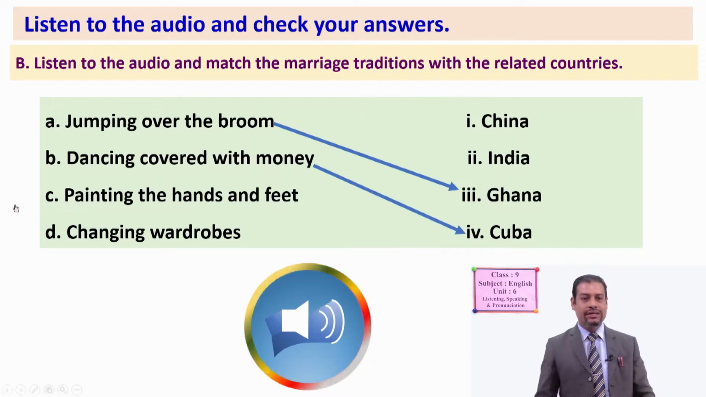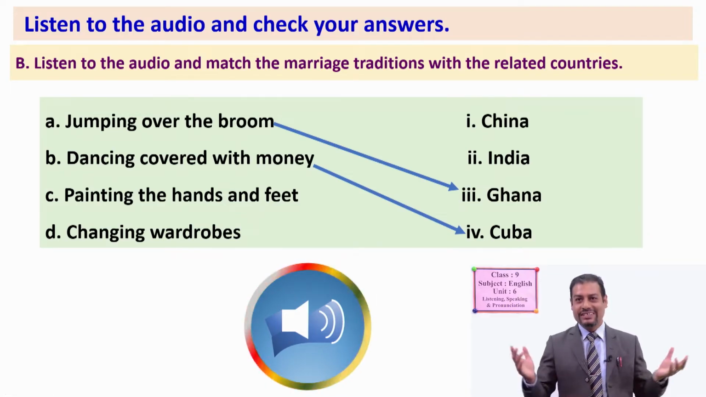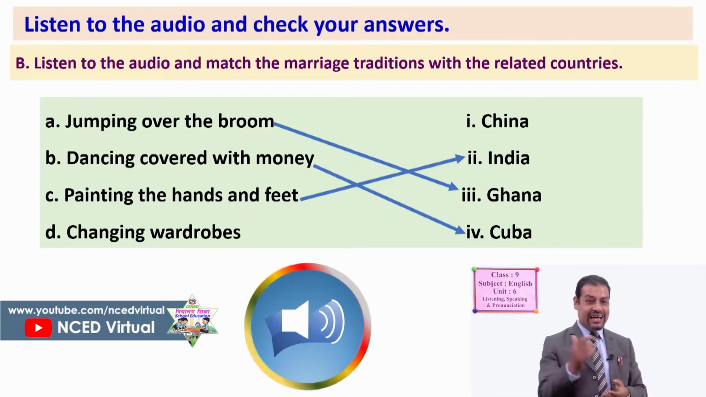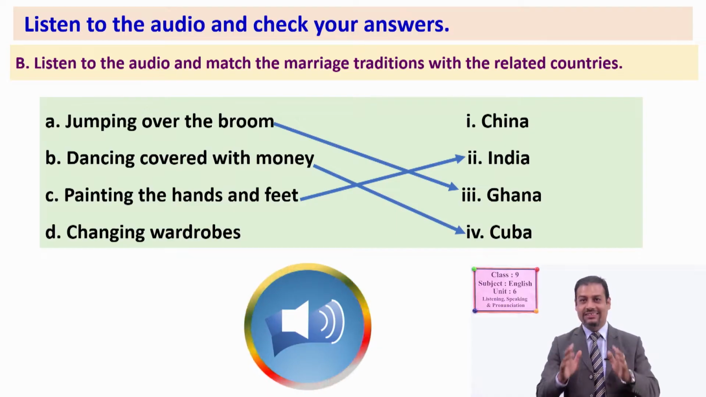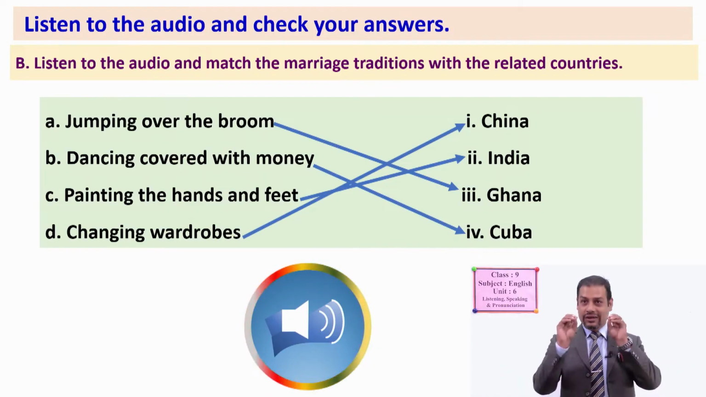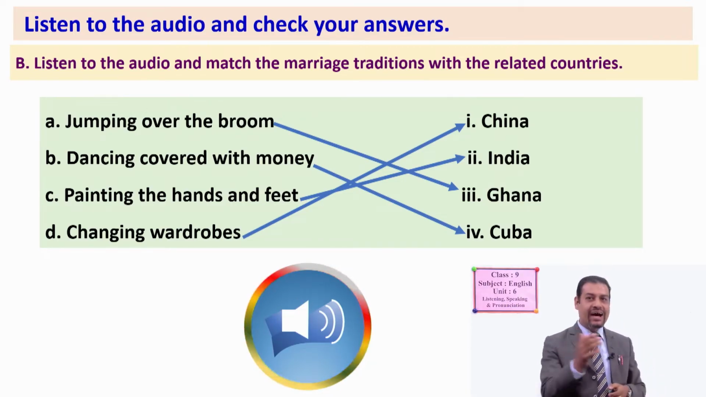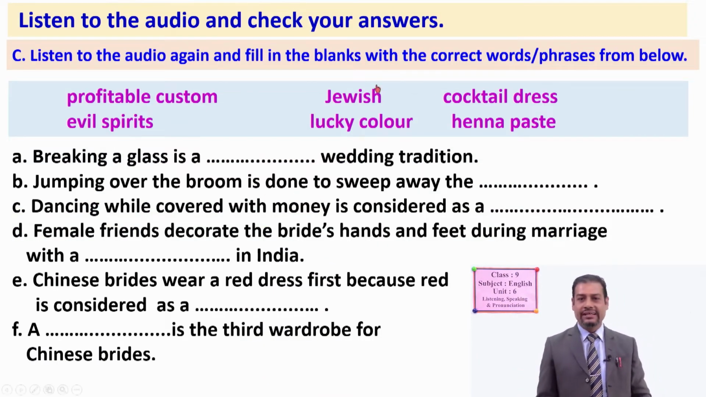Now we have another one, painting the hands and feet, you can say mehendi. So where is it? Oh yes, it is India. And the last one, changing wardrobes. So can you tell me? Yes, definitely you can say it is China. So have you got all the answers correct? Well done. Now I am going to take you to another task, that is fill in the blanks with the correct words or phrases from below.